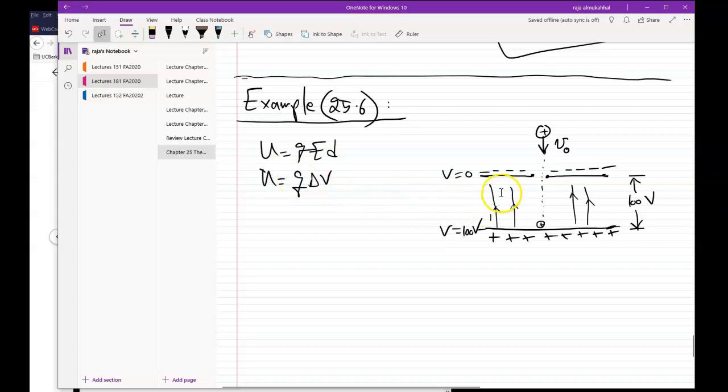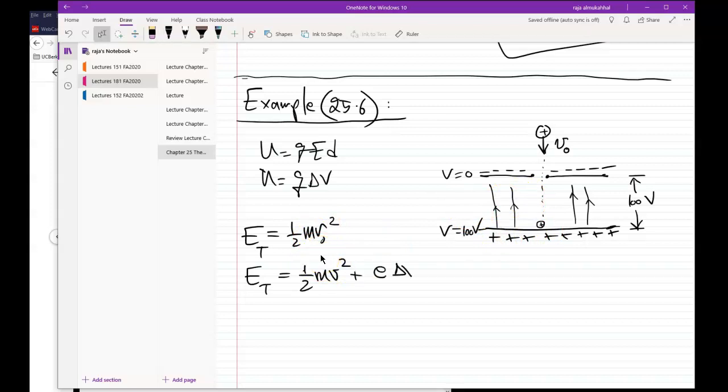So at the negative plate right here, the total energy is nothing but kinetic. Right here, however, we have kinetic plus potential. So that's going to be 1/2 mv squared. It's not the same kinetic as this one, plus the potential. What is the potential? I can say E delta V, or EV, where V here is 100.